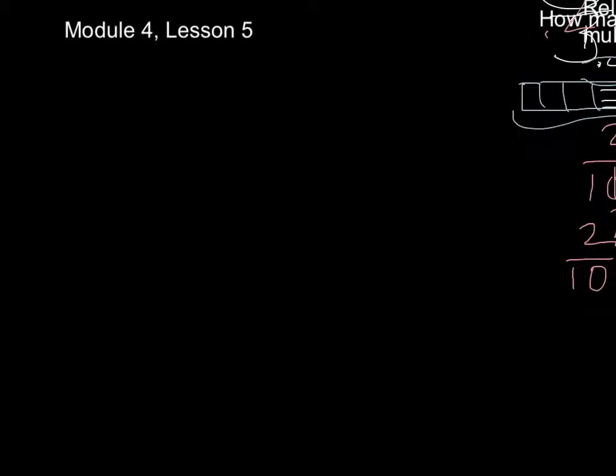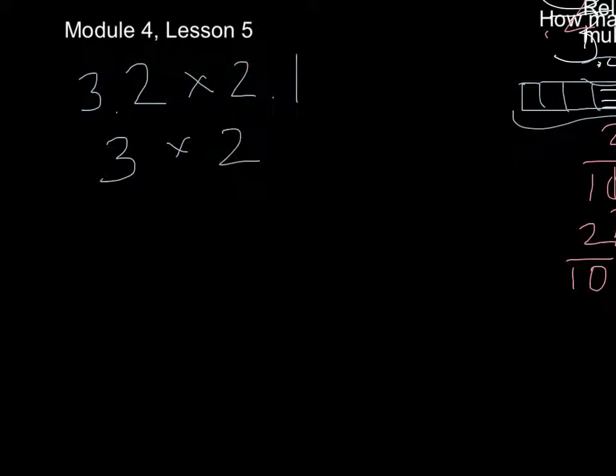Okay, now before we go, let's just look at a couple more examples. What if I had 3 2/10 times 2 1/10? Let's estimate this before we do it. Let's think about this number, 3 2/10. Well, it's really not that much more than 3. Then let's think about this number, 2 1/10. Well, that's barely more than 2. So 3 times 2 is 6. My product should be somewhere around 6.